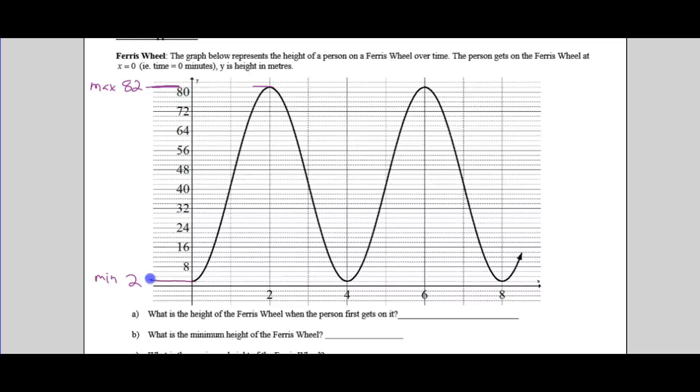But we have a formula, right? So the formula is d is equal to max plus min over 2. How do you get an average? You add them together, and then you divide by how many there are. It's just two numbers that we're averaging. So that's equal to 82 plus 2 over 2, which is 84 over 2, which is 42. So that means we should be able to go here, find 42, draw a line.